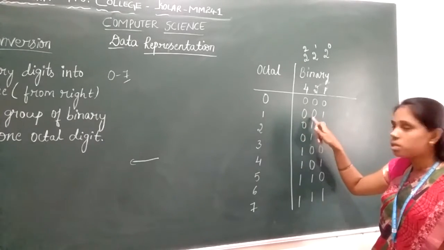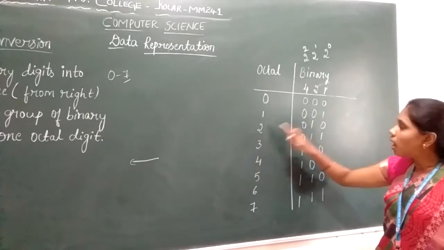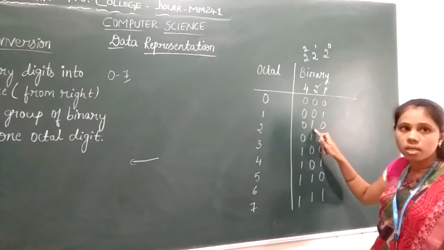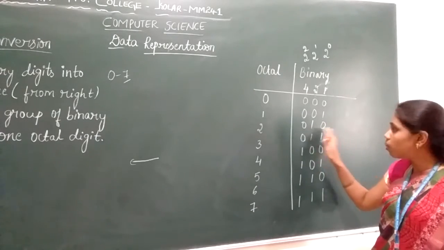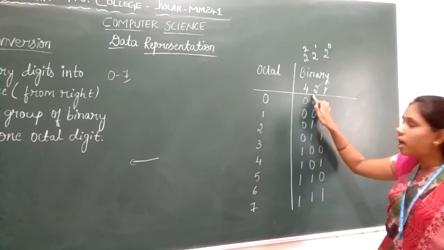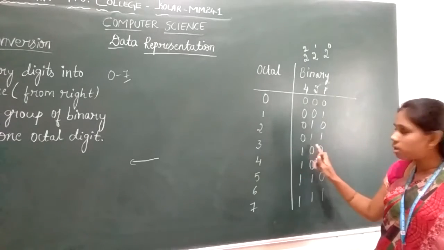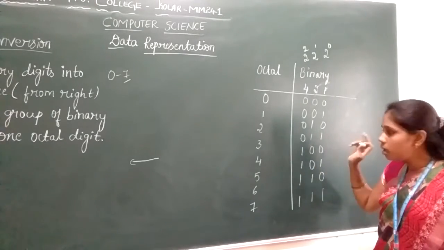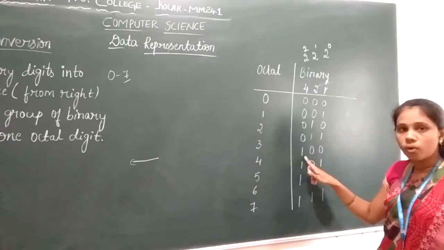For 1 it is 0, 0, 1 because of this one. And for 2, in place of 2 I place a 1. In the remaining places it will be 0. And for 3, by adding 2 and 1 we get the value 3. 2 plus 1 is 3, and for 4 it is 4.